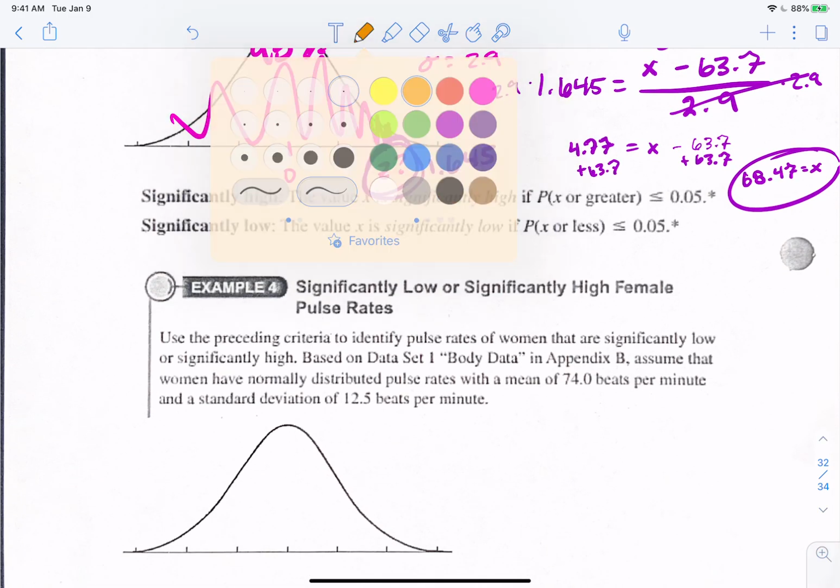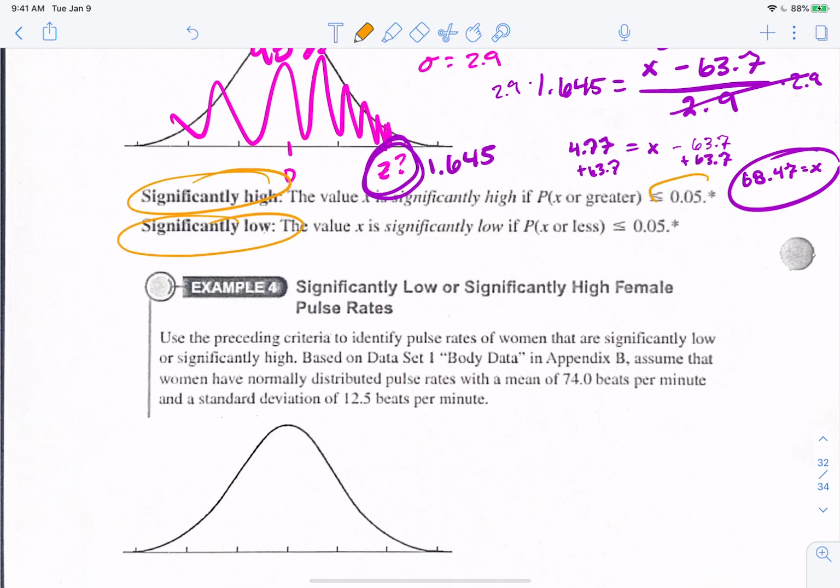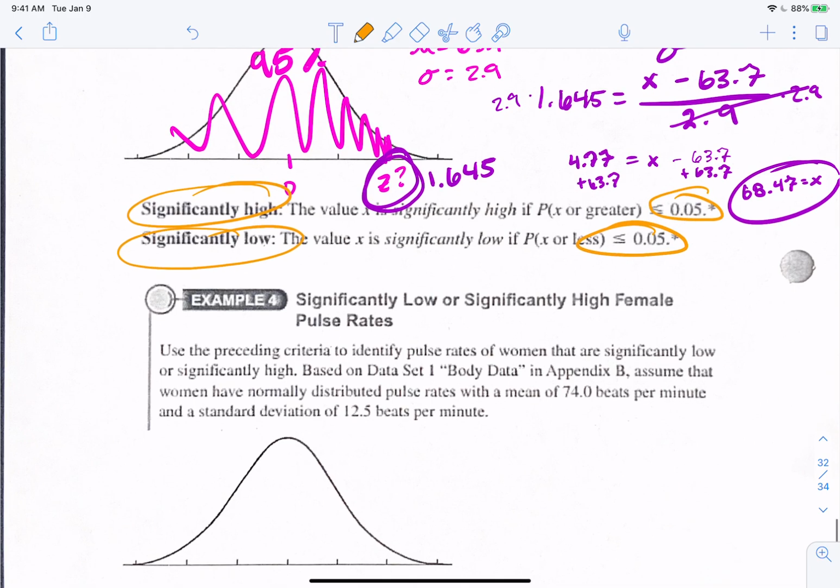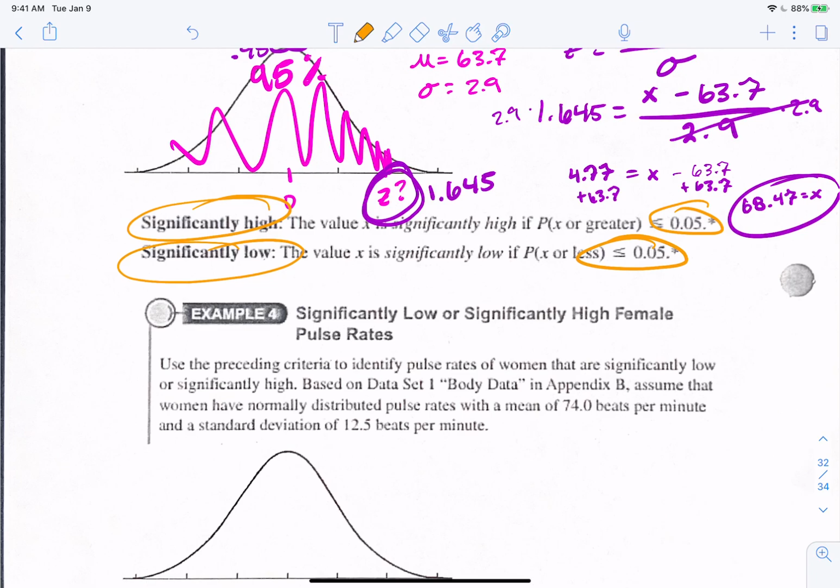Again, significant high, significant low. Anything that is less than 5% is considered to be significantly high, significantly low, whichever one they're looking for. It is significant if it happens less than 5% of the time. That's for both high and low, whatever you're talking about.